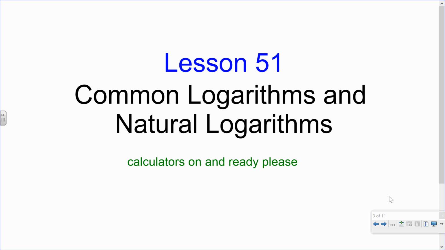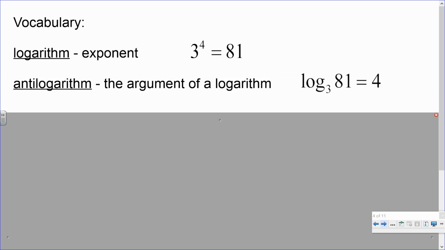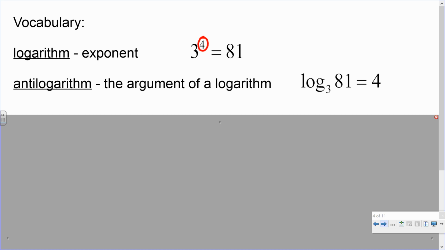So, common and natural logs today. You may remember a little bit from last year, now that you've had time to think about it. We are going to start off with a little bit of reviewing our vocabulary so far. We have talked many times about how logarithm just means exponent. So if you have it in exponential form, the 4 is the exponent. The log is the exponent. If you have it in logarithmic form where it says the log base 3 equals 4, the log is 4. So the log is 4, the exponent is 4.